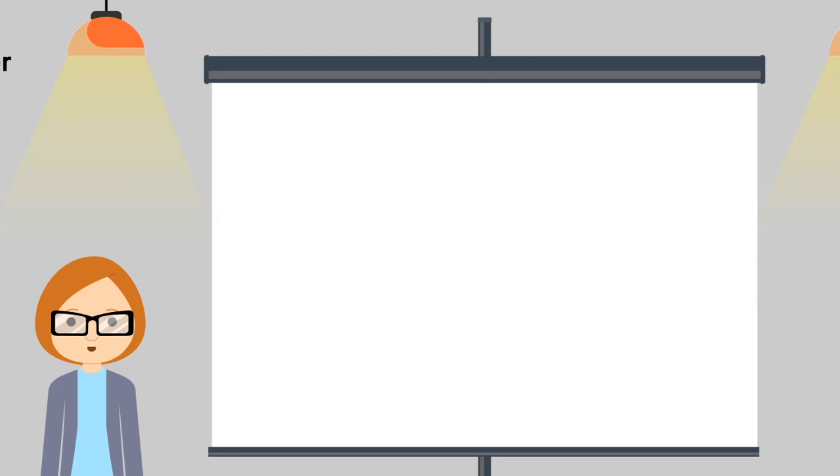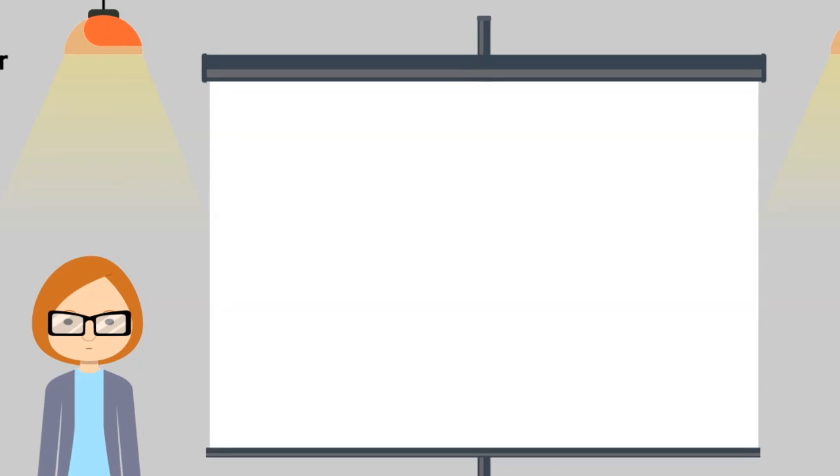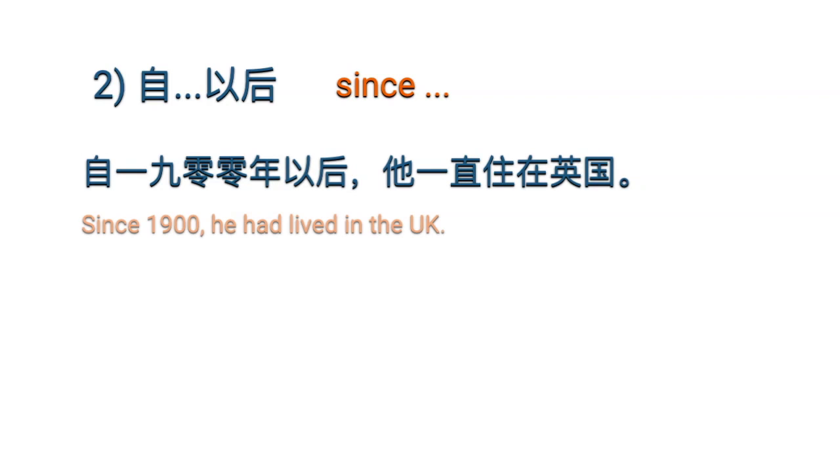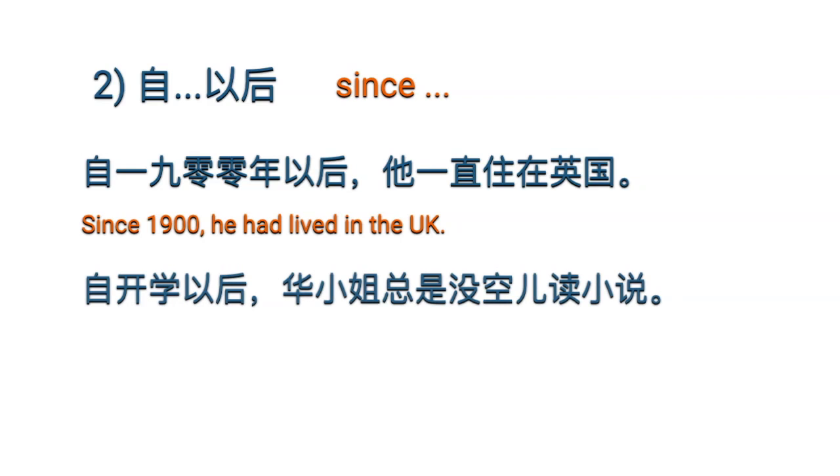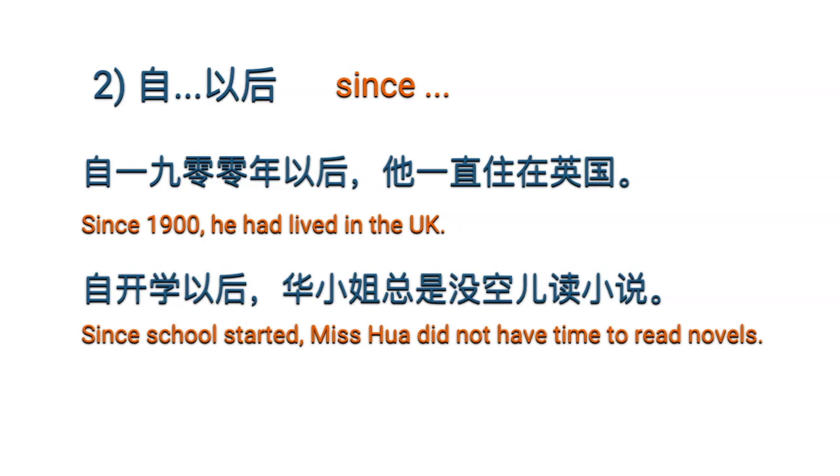Our second grammar point is quite straightforward. Using 自...以后 to indicate a starting point in time. Take a look at these 2 sentences. The starting point is framed in the structure.